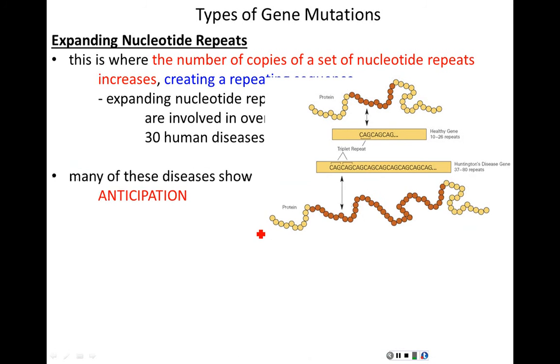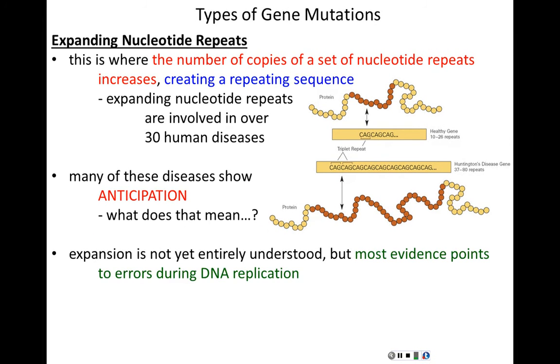Many of these diseases show what is referred to as anticipation. So what does anticipation mean? Well, hopefully you remember from that previous lecture where we talked about anticipation. If a disease becomes more dramatic or more severe with subsequent generations, that's anticipation. Or if a disease has an earlier and earlier onset with subsequent generations, that is also anticipation.